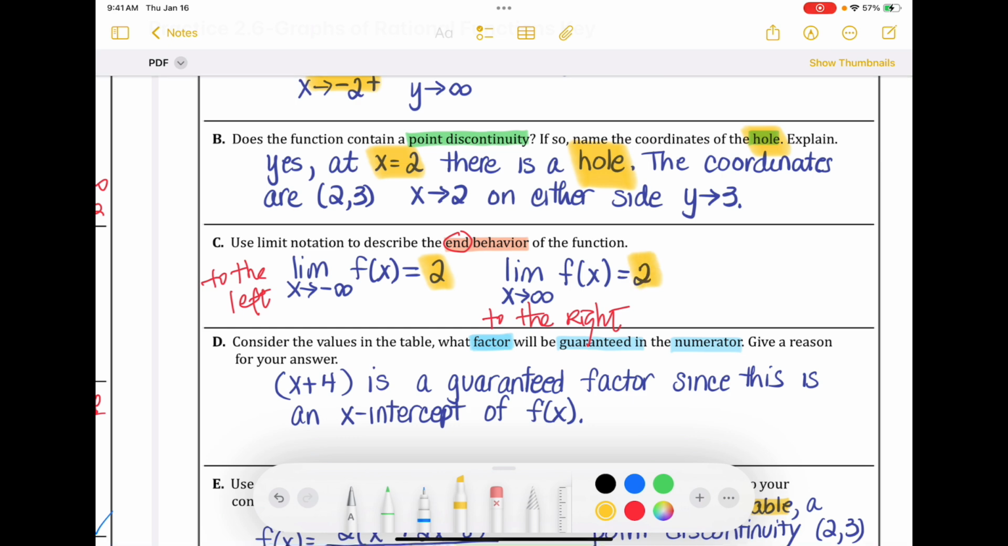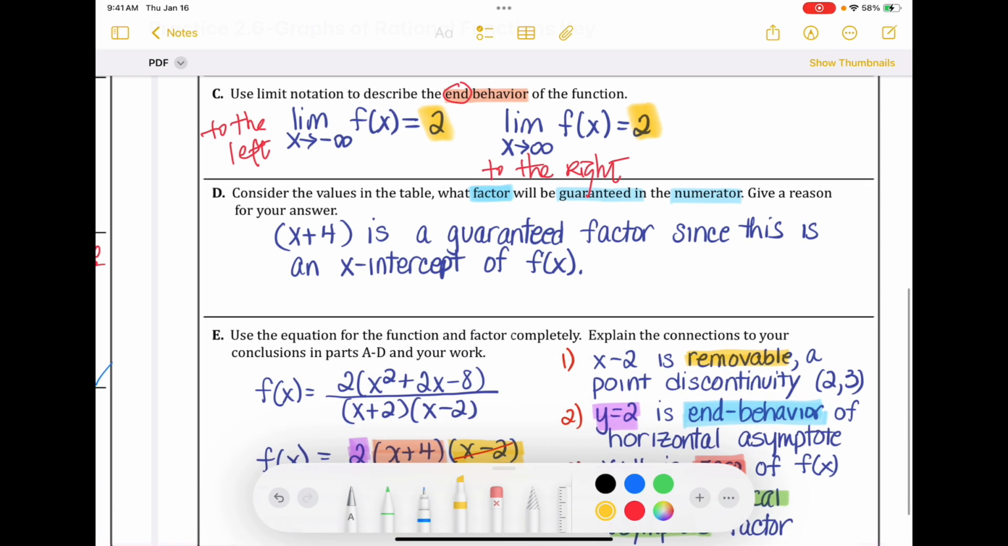So this also tells you something. There will be a horizontal asymptote somewhere, right? And that is it, y will equal 2. D, consider the value in the table a factor.